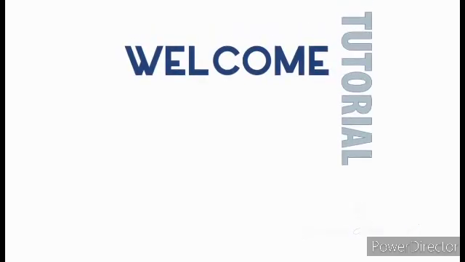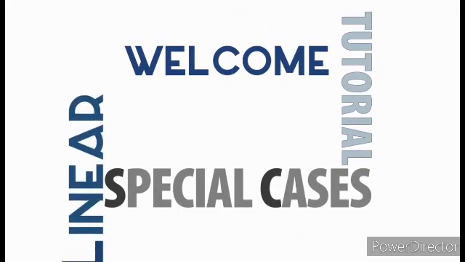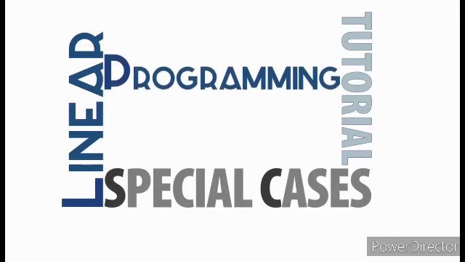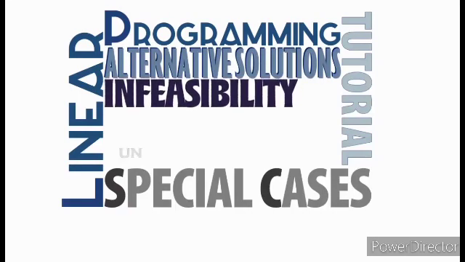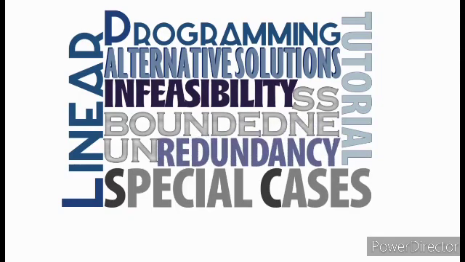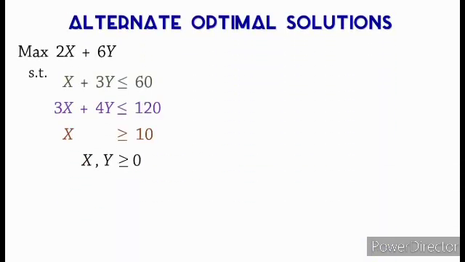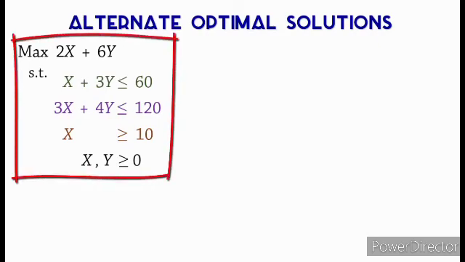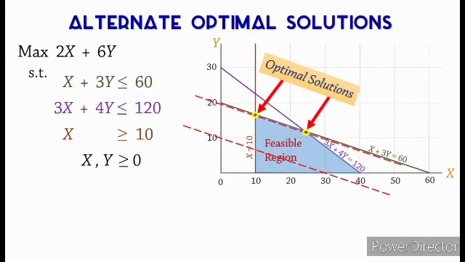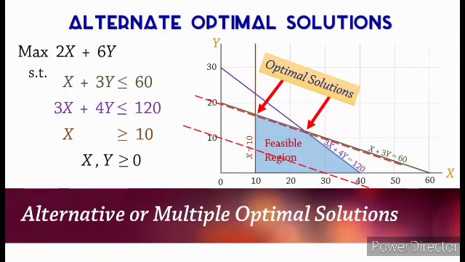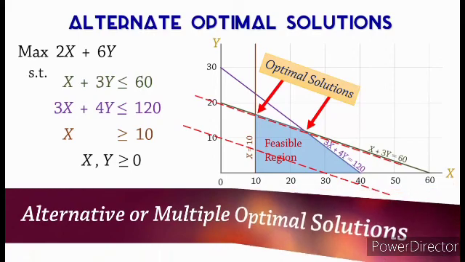Welcome to this tutorial on special cases encountered while solving linear programming problems. The special cases we'll discuss include alternative optimal solutions, infeasibility, unboundedness, and redundancy. Let's begin with alternate optimal solutions. Consider this linear programming problem and its graph. Here is an instance of the objective function line. Since this is a maximization problem, moving this line shows that the optimal solution occurs at these two extreme points. That is, more than one optimal solution exists. We refer to these as alternative or multiple optimal solutions.